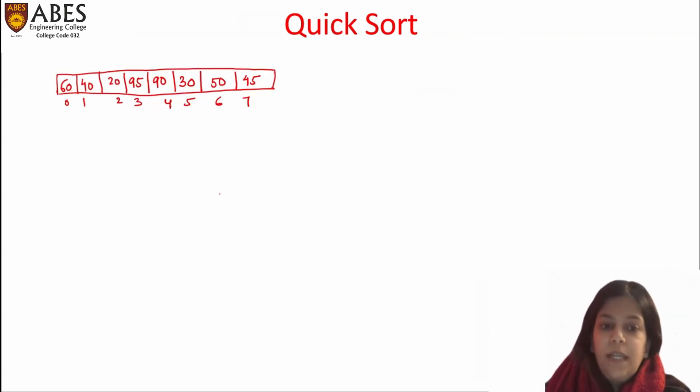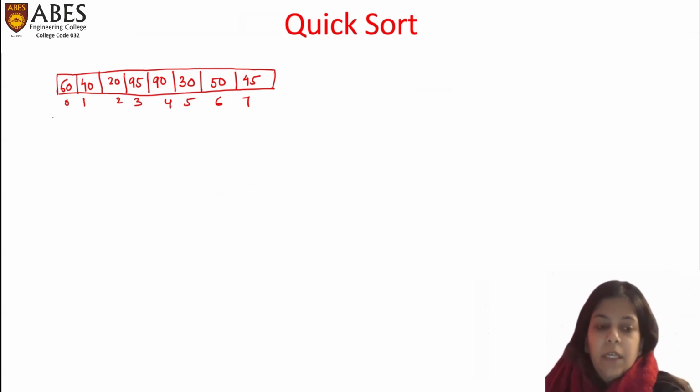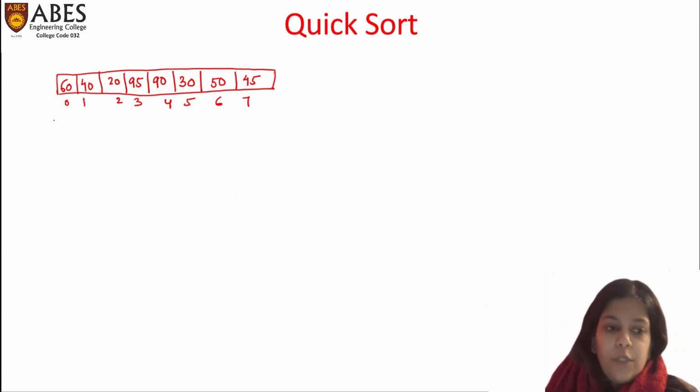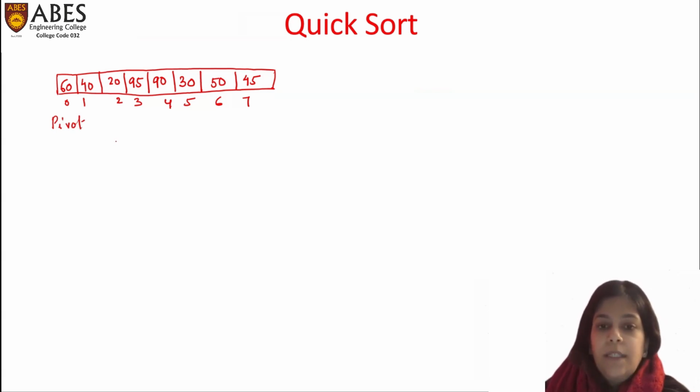So in order to have a better understanding, let us take an example wherein we have taken 8 elements that are 60, 40, 20, 95, 90, 30, 50, and 45. So the basic idea of quicksort is to select a pivot element. This pivot element can be any element. It can be the first element, the last element, or the middle element of the array. So let us suppose that here we are keeping this pivot element as the last element. That means suppose it is 45.